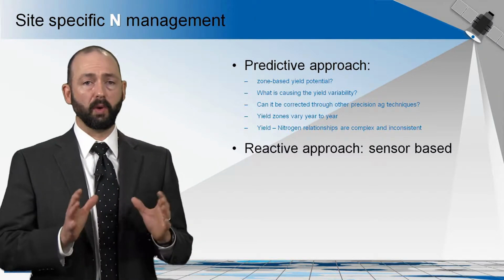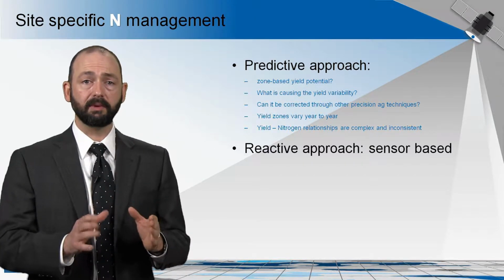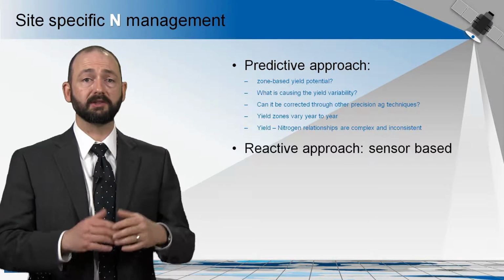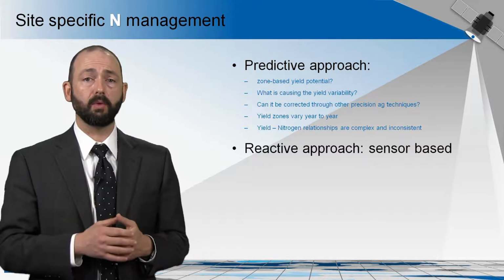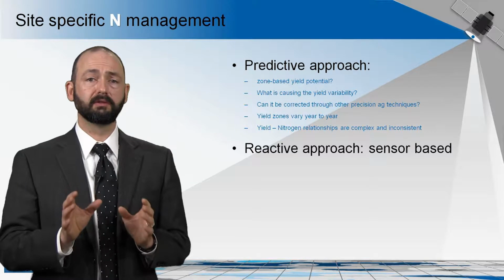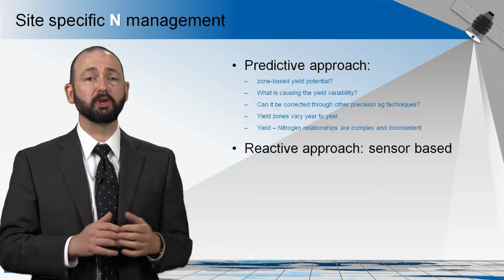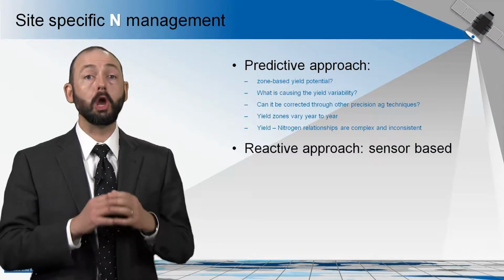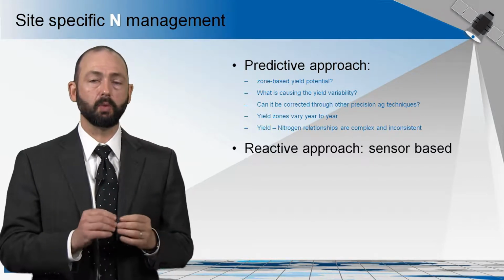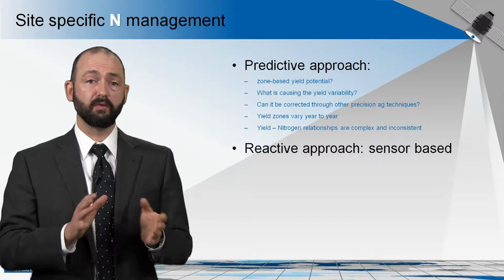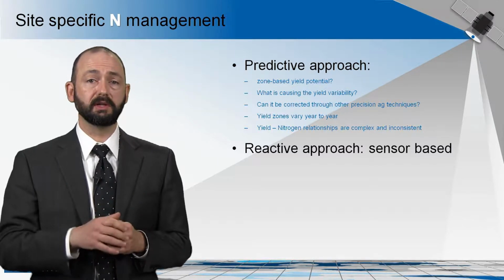Often nitrogen recommendations are based on yield. So early on we thought, well, it makes sense to take a yield map, apply our yield-based nitrogen recommendations to that yield map and vary nitrogen in that way. But what's causing this yield variability? Can it be corrected through other precision ag techniques? Because we don't know that that yield variability was caused by nitrogen. So we might be compounding problems if we're changing nitrogen rate based on yield.